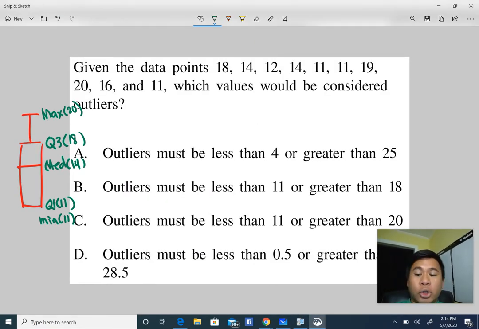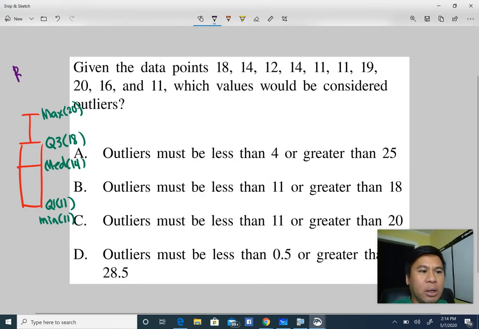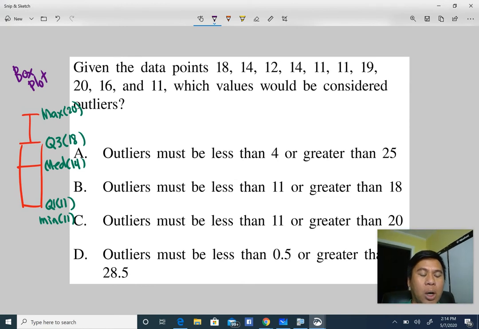Let us now draw our box plot in here. So according to our box plot, we can see now that this is considered a vertical box plot. The maximum is 20, upper quartile Q3 is 18, median is 14, lower quartile Q1 is 11, minimum is also the same as the Q1, which is 11. Again, this is what we call a vertical kind of box plot.